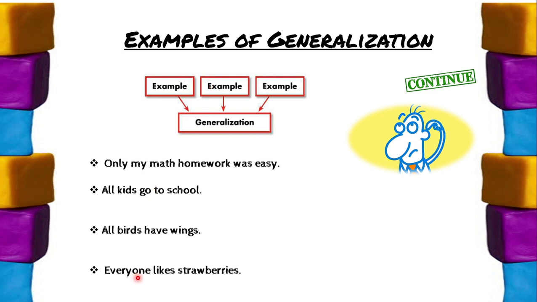Another example. Everyone likes strawberries. What are the examples? My grandma likes strawberries. My sister likes strawberries. My brother likes strawberries. So here, what's the general statement? Instead of saying all these examples, everyone likes strawberries.